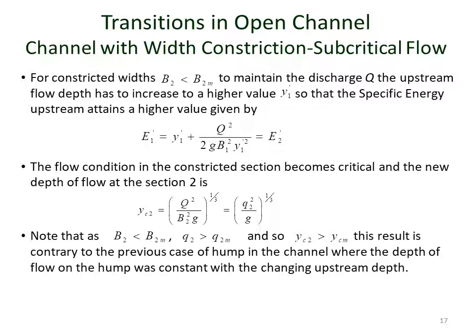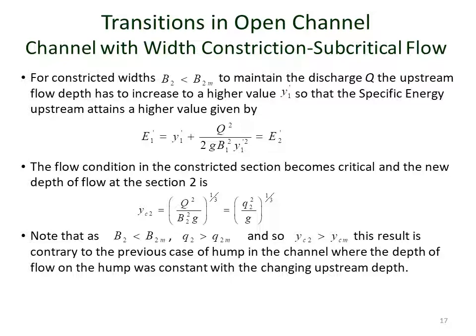So if we further reduce the width of the cross section with the given upstream conditions, there is no flow possible, as we mentioned repeatedly. So to continue the flow, the upstream flow condition has to change now. So the upstream flow depth has to increase to a new value given by Y1 prime, so that the specific energy attains a higher value given by E1 prime, which equals Y1 prime plus Q squared by 2G capital B1 squared into Y1 prime squared.